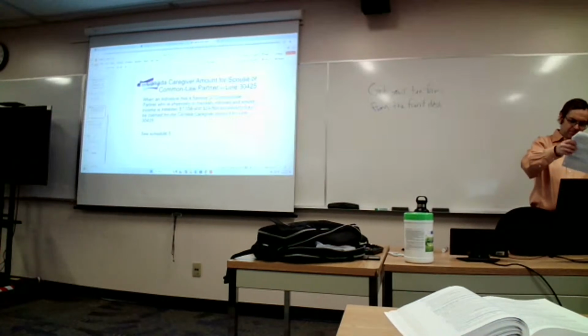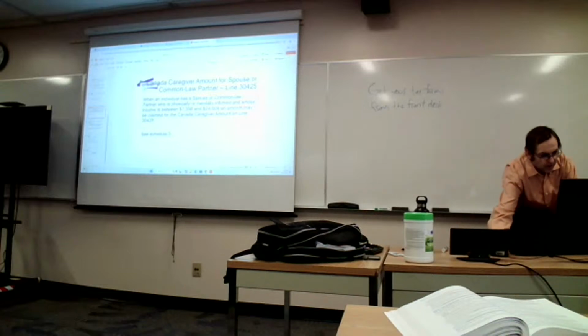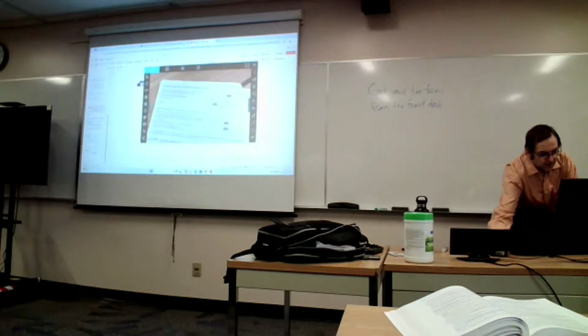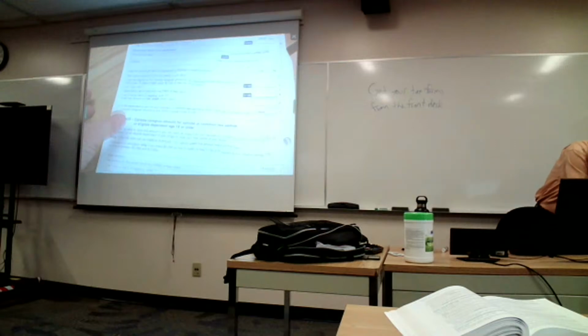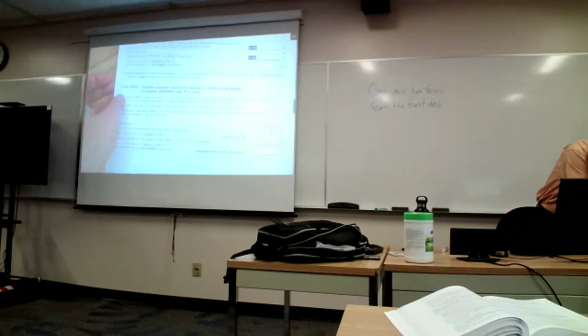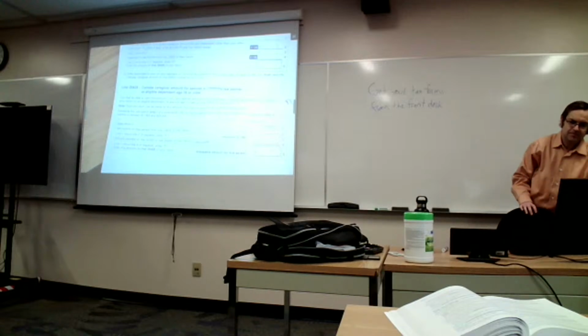Okay, so we're looking at basically the bottom of page 4. Bottom of page 4, this is going to be the canada caregiver amount for a spouse or common law partner or eligible dependent age 18 or over.